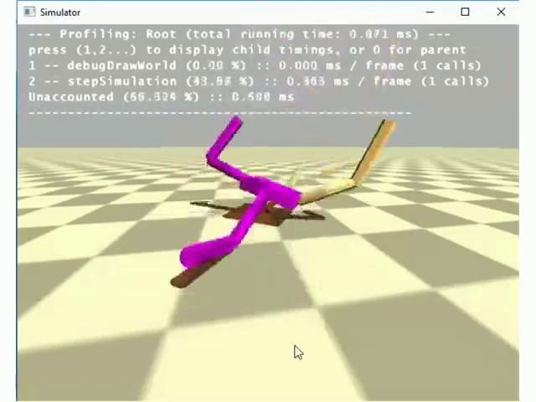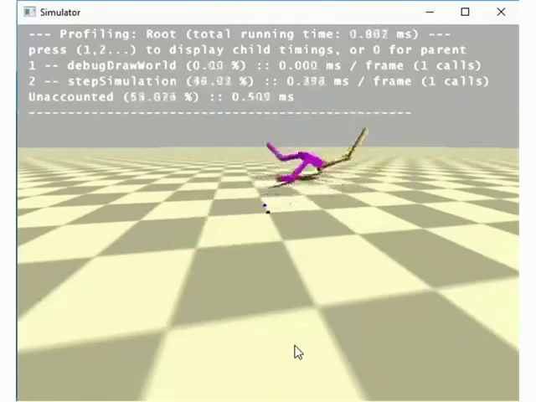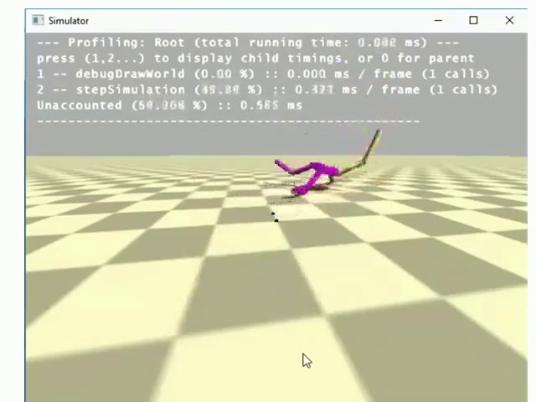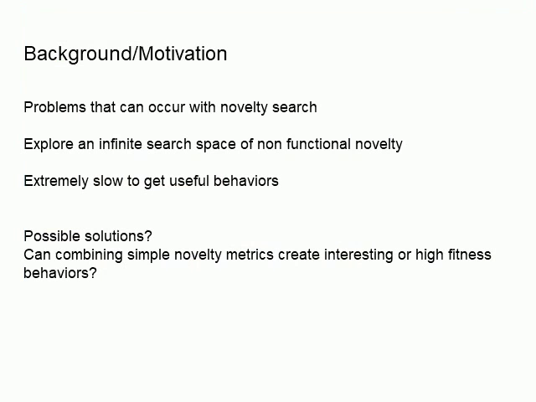So here's an example of a robot where, while it wasn't in a non-functional state behavior, it was sort of trapped in this area where it could continue to have new novel robots, but wasn't really creating new behavior along that axis. So basically my idea was, what if I could combine simple novelty metrics in order to create more complex ones that would incentivize the robot to constantly be exploring the behavioral space better or getting to higher fitness behaviors faster.